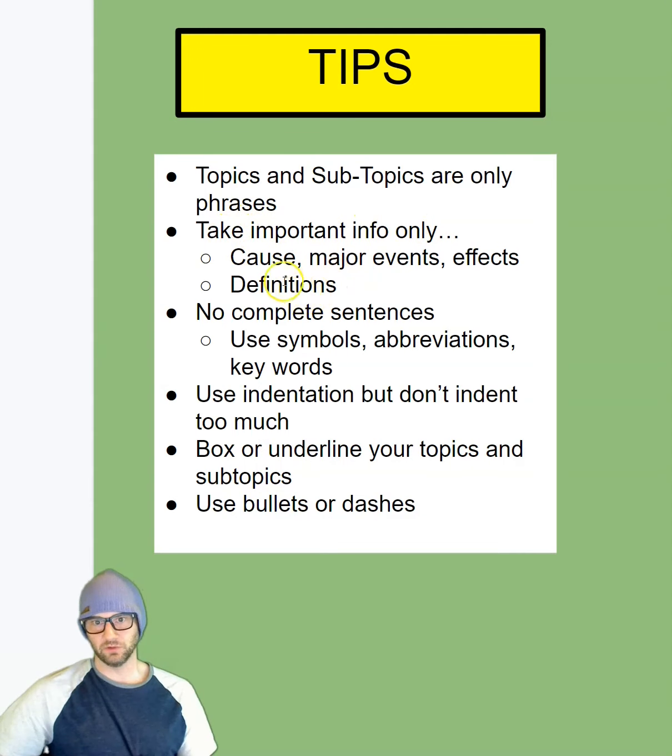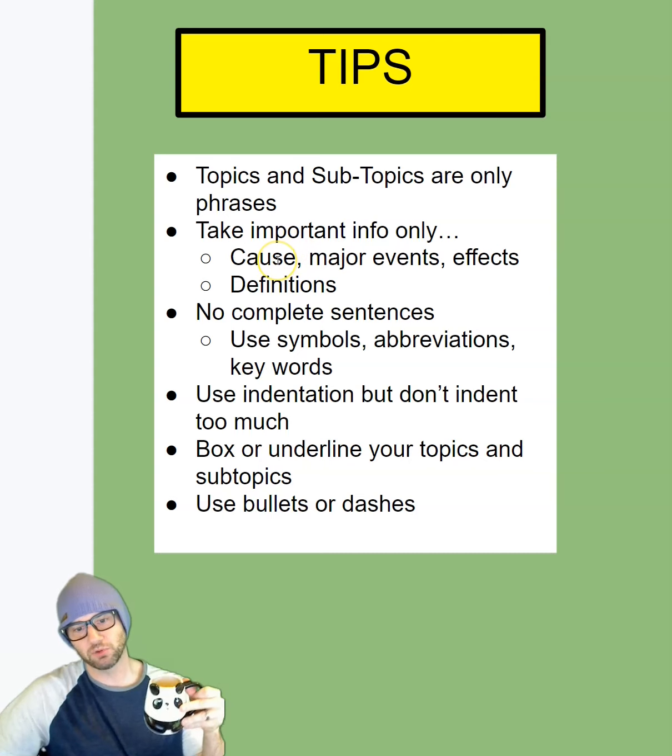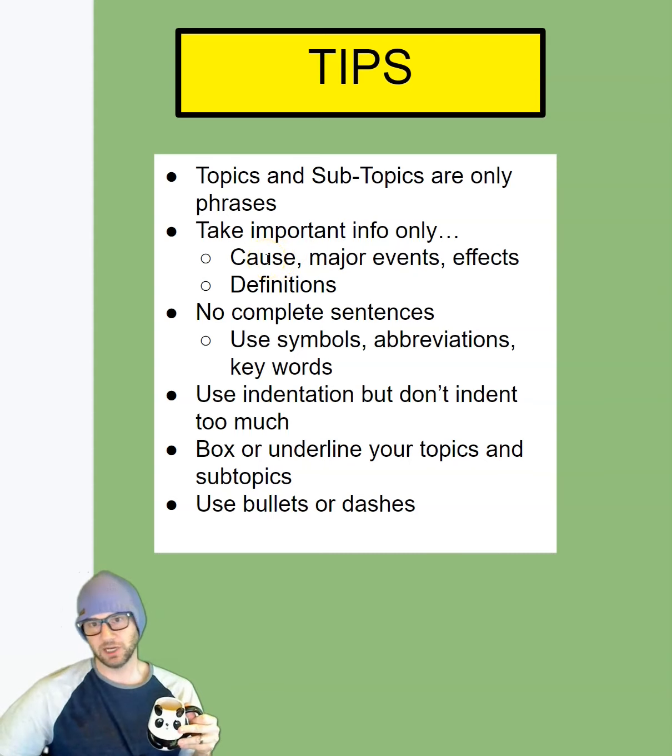Take important info only. You're going to have to learn what's important and what's not important. Usually definitions, causes, major events, effects. Causes, effects, definitions, those are very important. Year of birth, day of birth, probably not. What Leonardo's father did, unless it actually caused something important with Leonardo, it's probably not important to take down. That's just trivia. Now, if it was super important in Leonardo's life, then maybe you want to take that note. Causes, major events, effects for history, and of course, definitions.